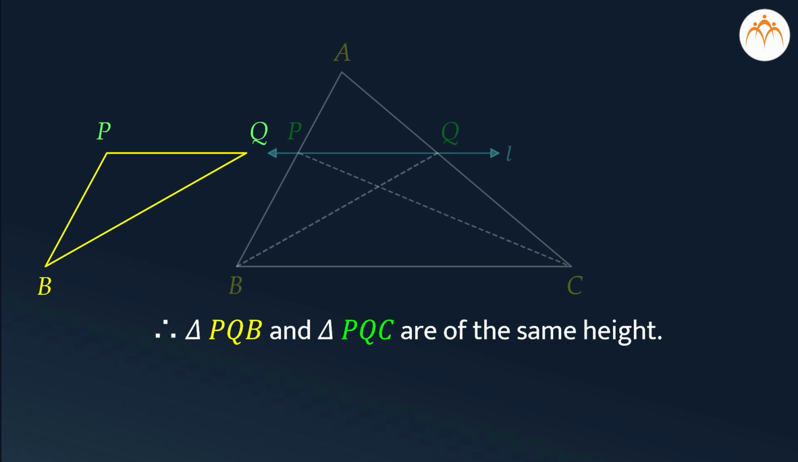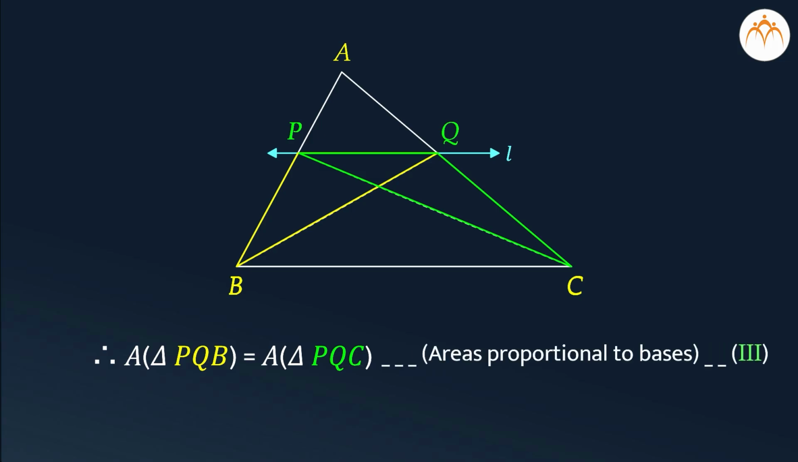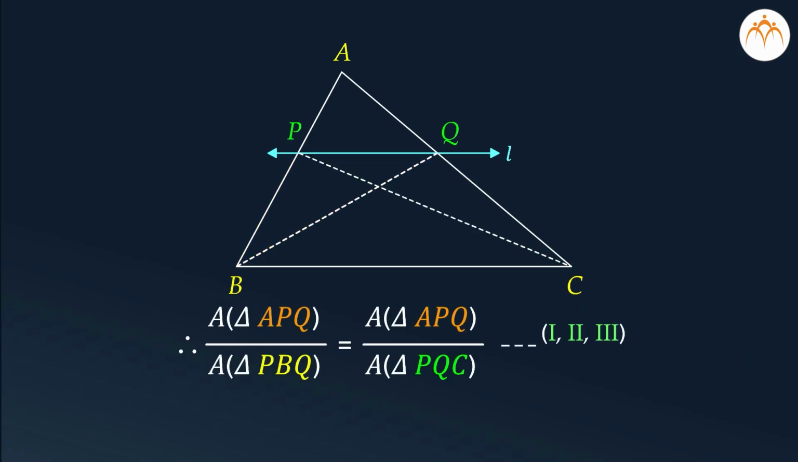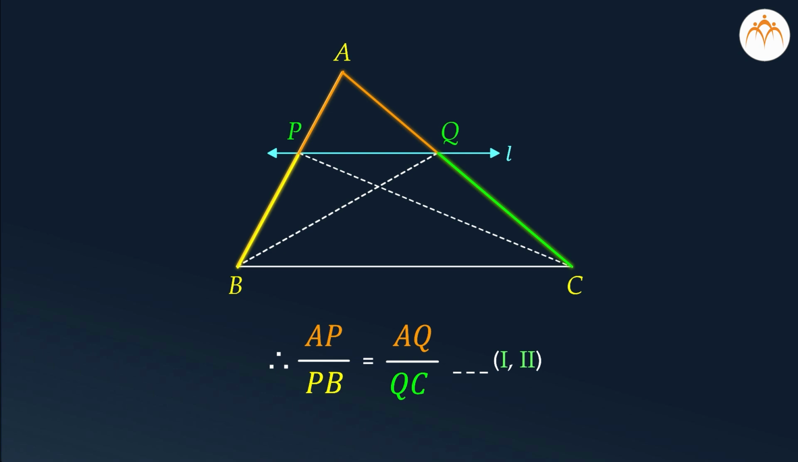Therefore, triangle PQB and triangle PQC are of the same height. Therefore, area of triangle PQB is equal to area of triangle PQC, because areas are proportional to bases, equation 3. Therefore, area of triangle APQ upon area of triangle PBQ is equal to area of triangle APQ upon area of triangle PQC, from equations 1, 2 and 3. Therefore, AP upon PB is equal to AQ upon QC, from equations 1 and 2.